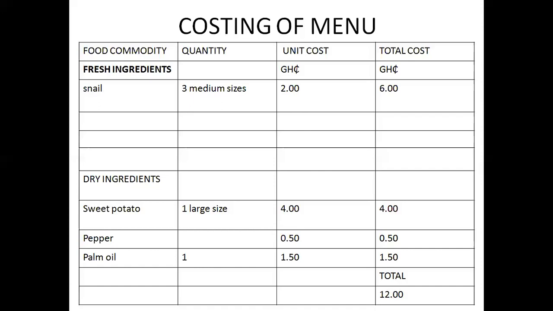Then you come to the total of all the ingredients, both the dry and the fresh. So you realize that I have 6 Ghana cedis for all my fresh ingredients, and under my dry ingredients, I have 4 Ghana cedis, 50 pesewas, and 1 cedi 50 pesewas. The two amount to what? 12 Ghana cedis. That is how your costing sheet, as in costing of the menu, should look.